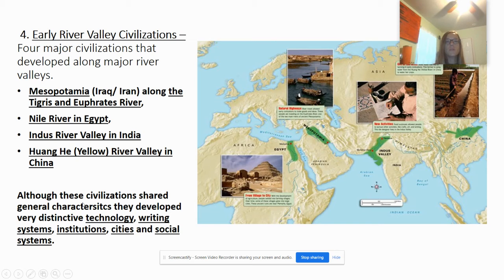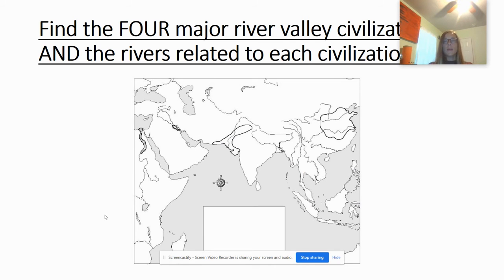And so, although these civilizations shared general characteristics, they developed very distinctive technology, writing systems, institutions, so that's religion and government, cities and social systems that are connected to their geographic region. And so these 5 things, technology, writing systems, institutions, cities, and social systems, those are going to be our 5 characteristics of a civilization. So in your notes, you should find a page that has this map on it.